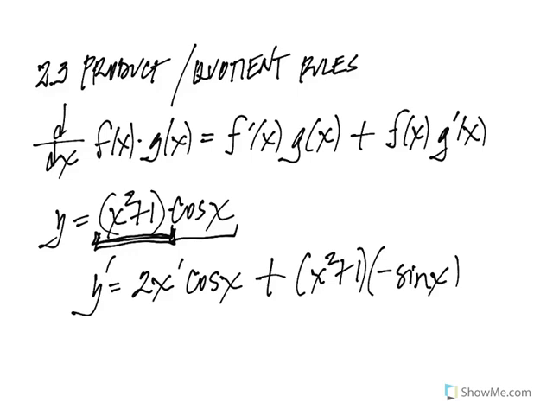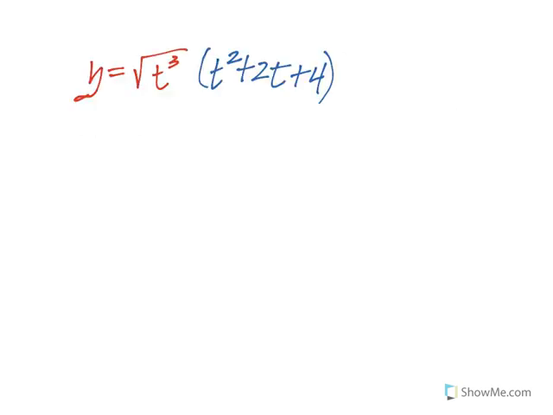One thing I should point out here is if you're multiplying by the negative sine of x, that must be in parentheses, otherwise it looks like subtraction. It's not subtraction, right? It's x squared plus 1 times negative sine of x. All right, let's do another example.